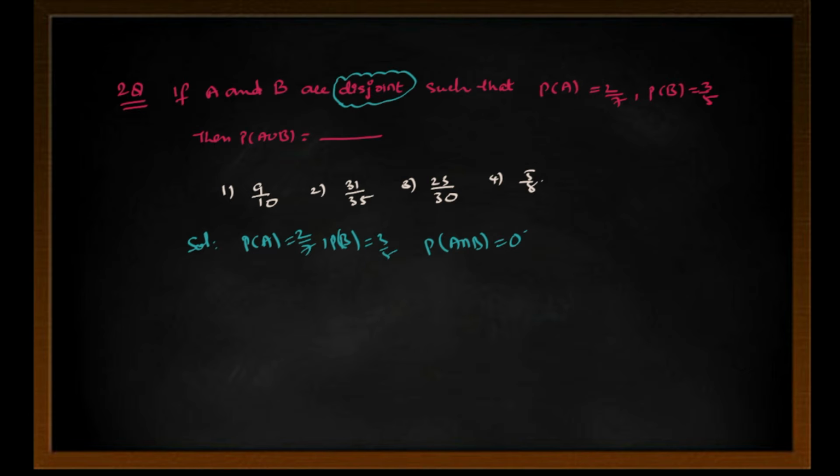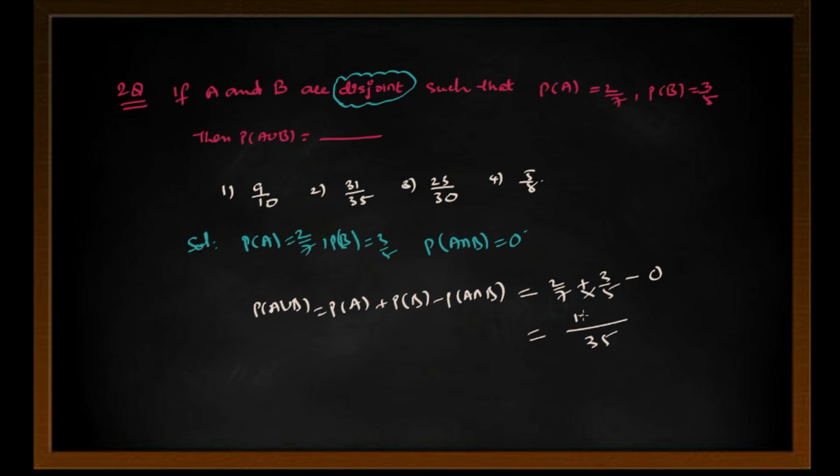So using the addition theorem, what about the addition theorem? That is P of A union B equals P of A plus P of B minus P of A intersection B. So P of A means 2 by 7, P of B means 3 by 5, minus the intersection, which is 0. So the LCM is 35. 5 2s are 10, 7 3s are 21. So 31 by 35. So 31 by 35, the second option, is the right option.